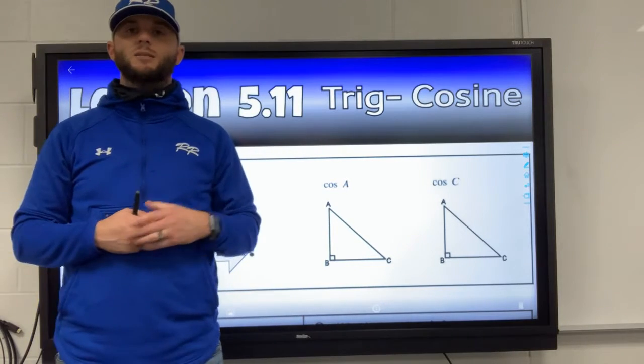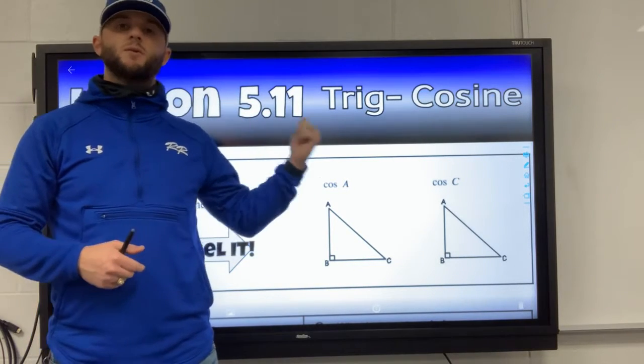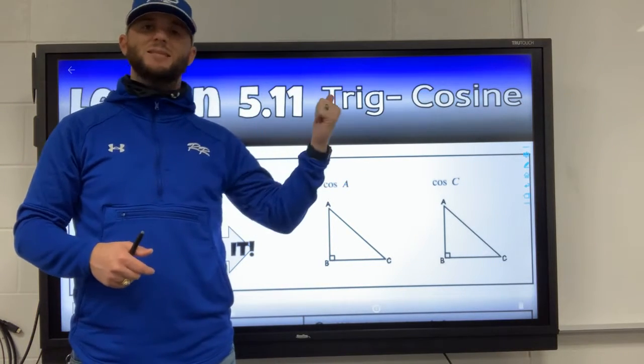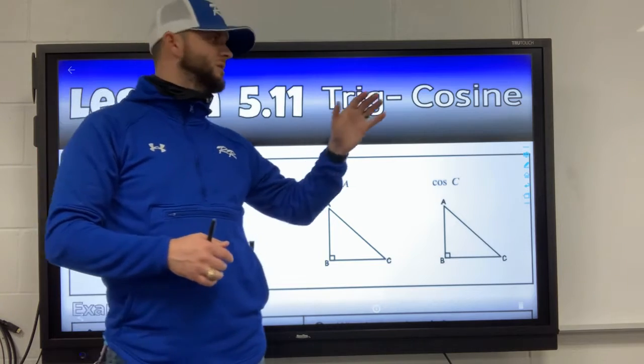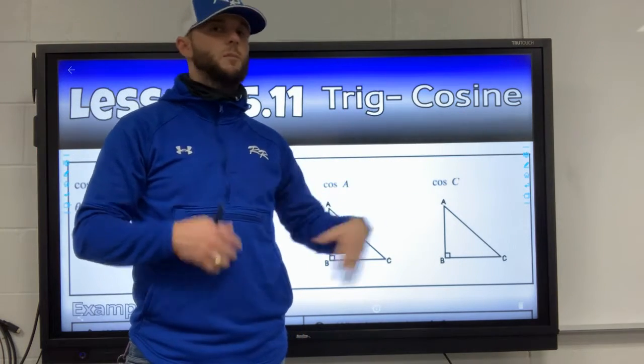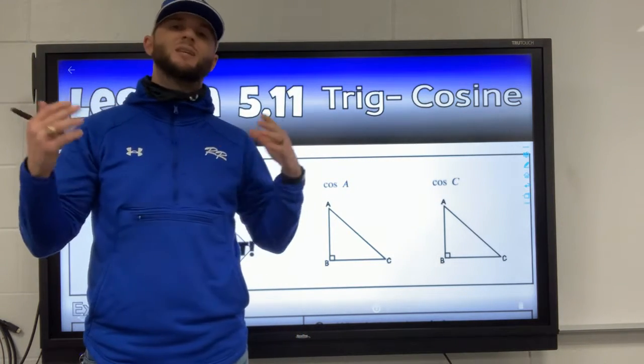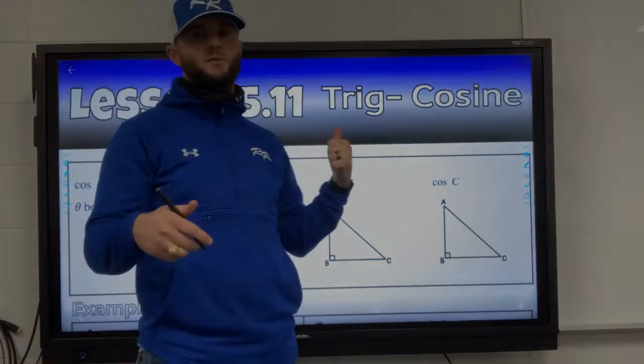We're moving on to 5.11, which is another trig ratio. Last lesson we did sine. Now we're using something called cosine. We're going to be doing the same exact thing, but just using a different ratio. So let's jump into it.